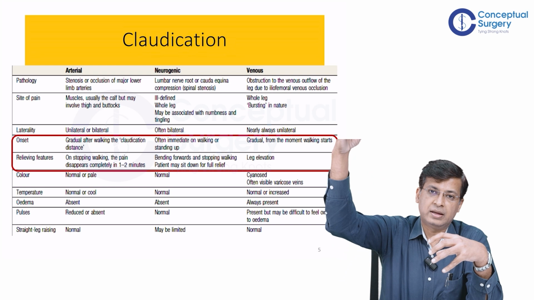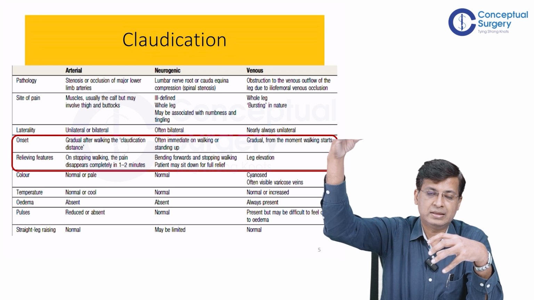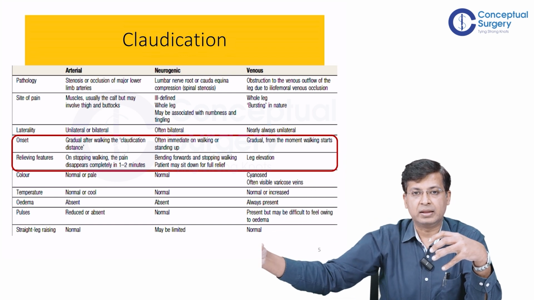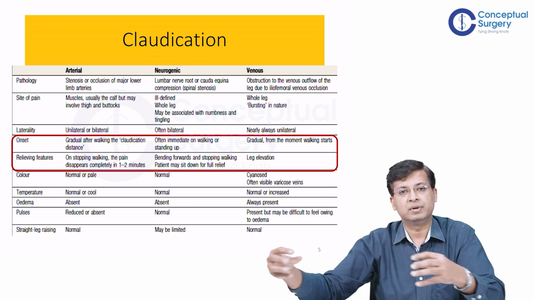Once the pain is severe enough to force the patient to take a rest, the patient will take the rest. The muscle's oxygen supply and demand will go down, and at the baseline again the supply and demand will match and the pain will go away.